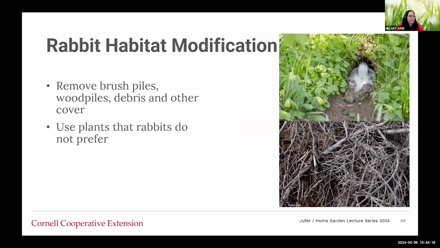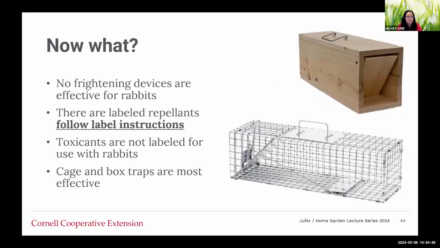You can do rabbit habitat modification. You're going to want to remove brush piles, wood piles, debris, and any other cover. And you want to use plants that rabbits do not prefer. So an option, like if you were planting tulips, bad idea. You might want to plant daffodils instead of tulips. And they might eat it still, depending on what other food they have around. But rabbits are almost always found near protective escape cover, so you'll definitely want to remove those piles.